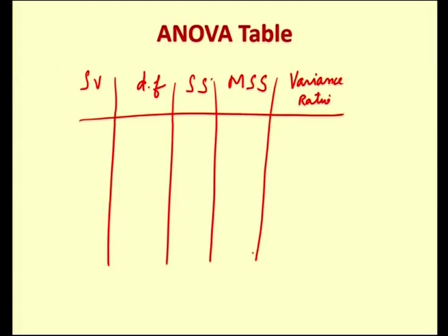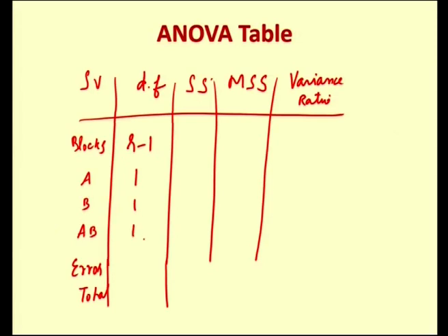So, under sources of variation, we have blocks and main effects A, B, interaction effect A, B, error and total. And from the analysis, we can find out the degrees of freedom, and we can write in the table as, for blocks it is r minus 1, since we have r blocks, and for main effects A, B and interaction effect A, B, we have 1 degree of freedom, and for error it is 3 times r minus 1, and for total we have 4r minus 1 degrees of freedom.